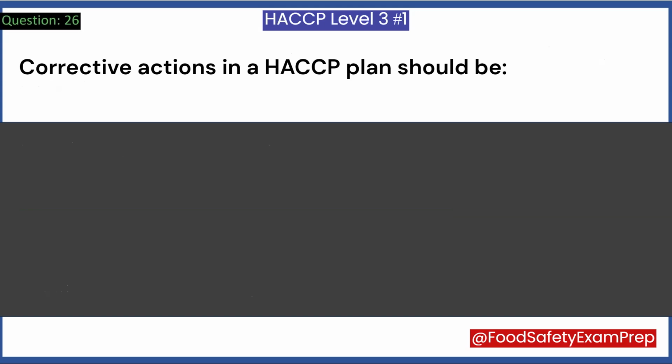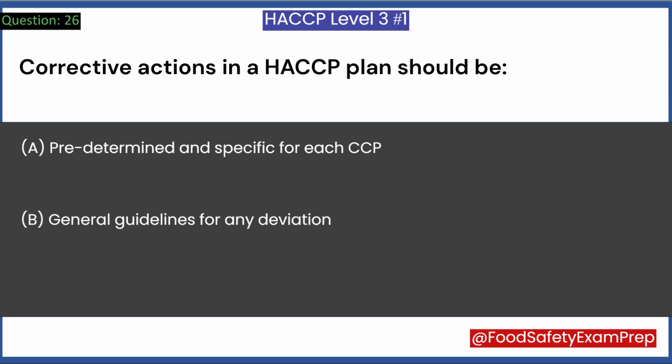Corrective actions in a HACCP plan should be A. Predetermined and specific for each CCP. B. General guidelines for any deviation. C. Optional. Answer: A. Predetermined and specific for each CCP.